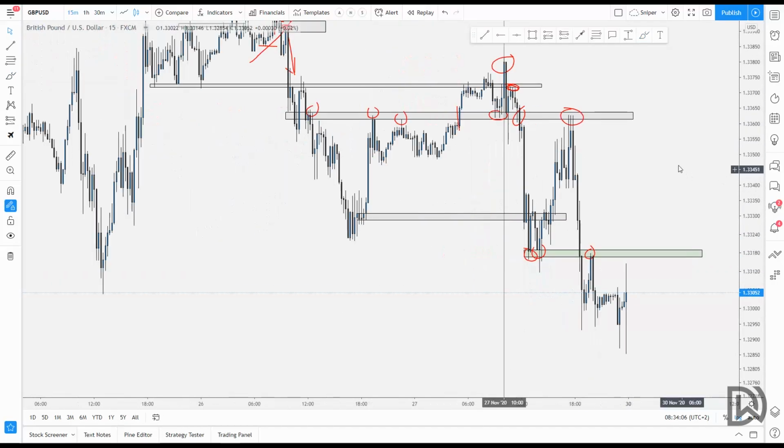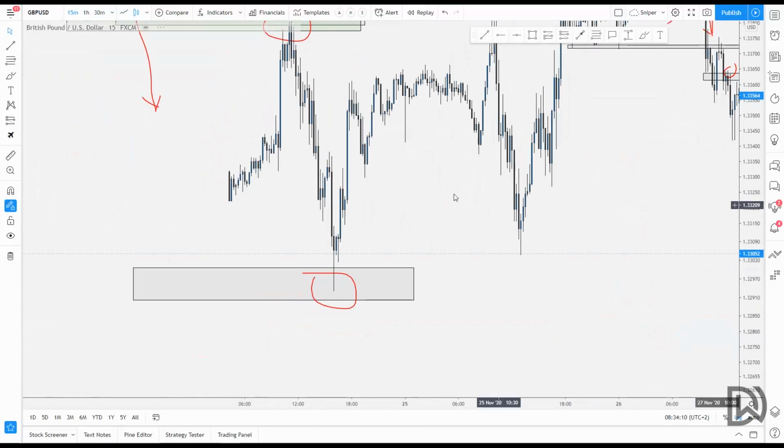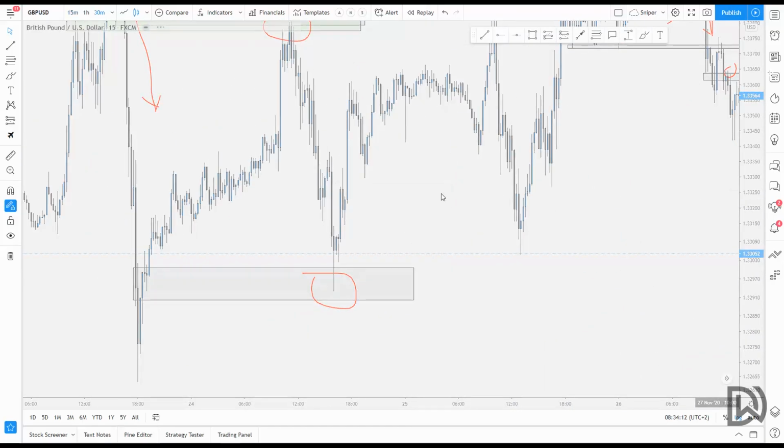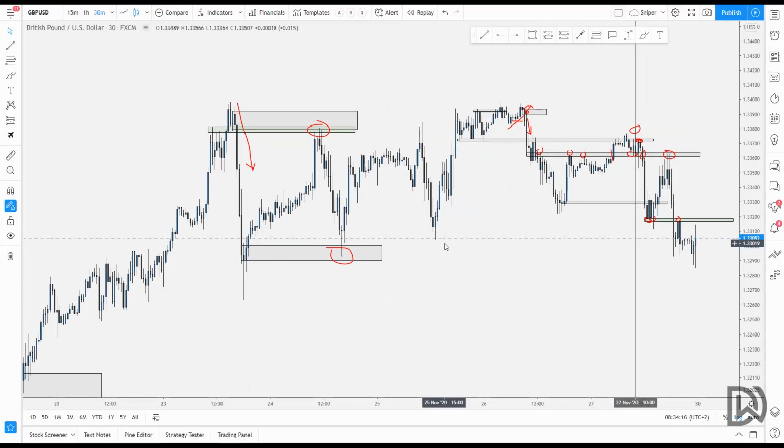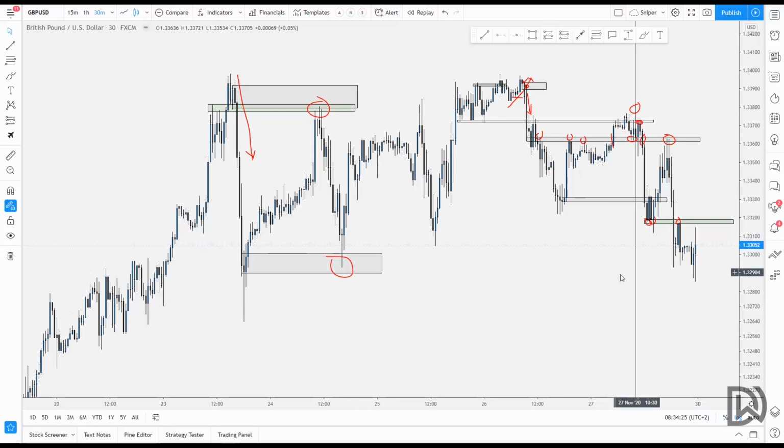So that in short is the combination of order blocks and wick zones. I hope it makes sense to you, and if you need more information on order blocks, you're welcome to go Google it. There's a lot of information out there on order blocks, and this is just a quick example of how we use order blocks.